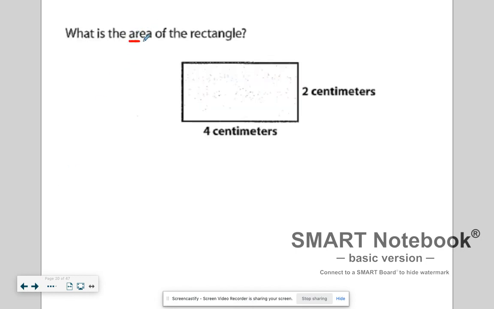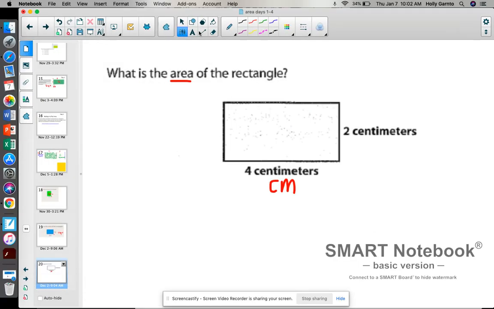Okay, here's another example. What is the area of the rectangle? So here your label is centimeters. I can abbreviate that as cm for centimeters. So there's 4 here, and 2 here. And guys, the way they get these numbers, let me get my line out. Okay, if there's 2 rows, this is what they're talking about. Can you see how I'm drawing these?